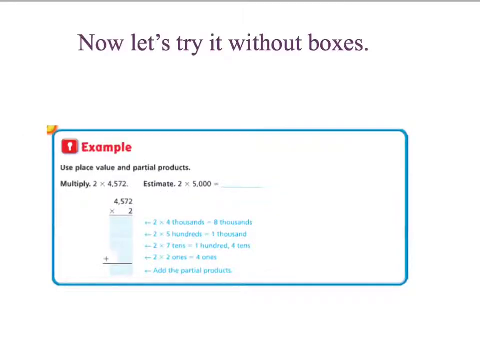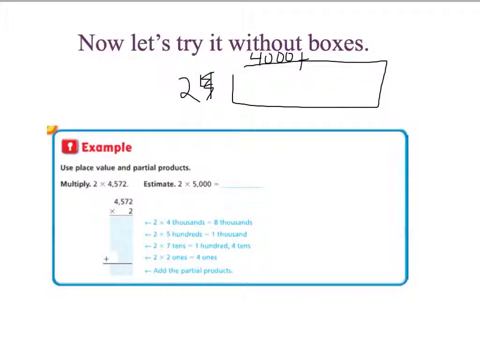All right, so now let's try it without the boxes. If, however, you feel more comfortable drawing a box to help you figure it out, that is totally okay. And over time, you'll get more comfortable with doing it without a box. But if I was going to do it with the box, it would be, oops, not 4, it would be 2 times 4,000 plus 500 plus 70 plus 2.